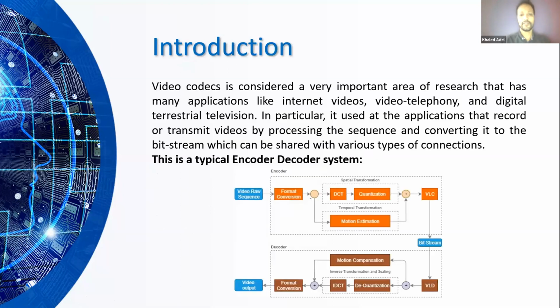First of all, that's a typical encoder decoder system, which takes a raw video sequence and converts its format, followed by DCT and quantization, and in parallel with a motion estimation, then to VLC and generates a bit stream. The main part that we are going to talk about in this session is the motion estimation techniques in reducing the video size. The main goal of the encoder decoder system is to compress the video file so that you are able to stream it over the internet with the same visual quality or statistical quality with reduced file size.